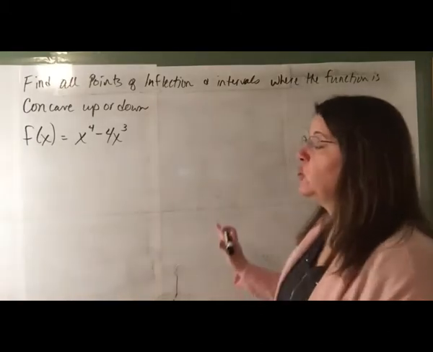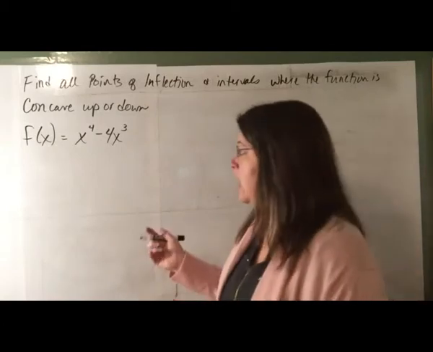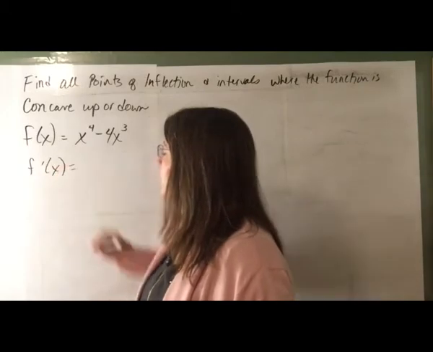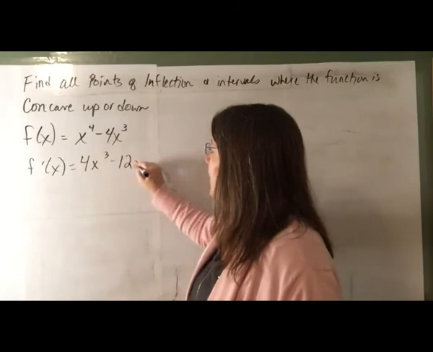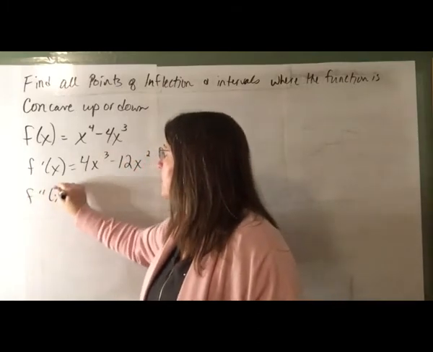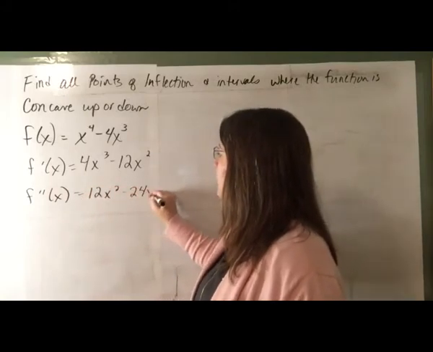So I don't even need to worry about doing anything with the first derivative. I'm going to go straight to the second derivative. In order to get the second derivative, I do have to take both of them. So f prime of x is 4x cubed minus 12x squared, and then f double prime of x is 12x squared minus 24x.